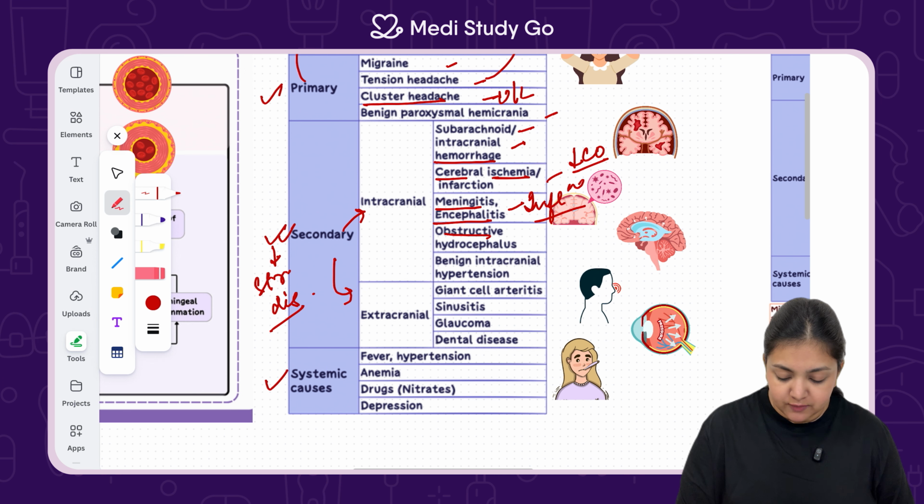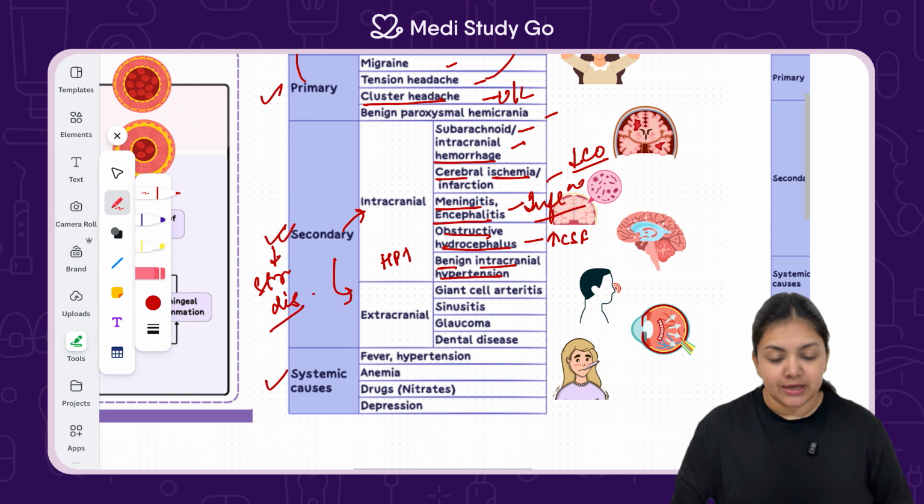Then there can be obstructive hydrocephalus, wherein the CSF increases and the brain space is obstructed. The cavity of the brain gets filled up with fluid. That can also lead to pressure on the brain and in turn cause headache. There can be benign intracranial hypertension, wherein the pressure in the brain increases.